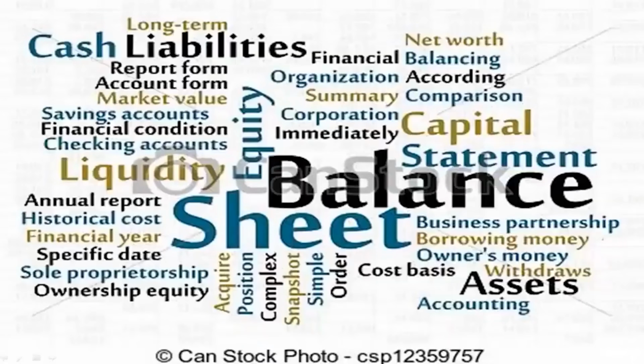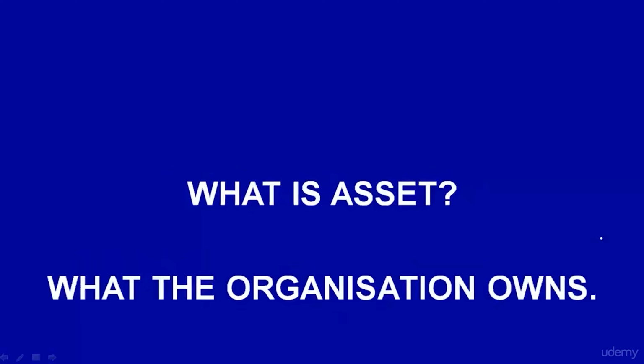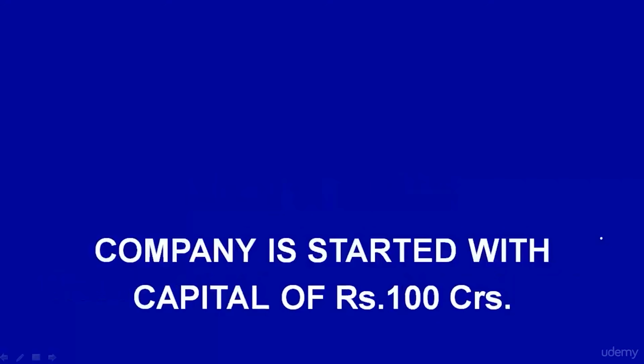Okay. In balance sheet, the liabilities and assets are recorded. So what is liability? Anything which has to be repaid is a liability. So understand, anything which should be repaid is a liability. And what is asset? What the organization owns, or what the organization has acquired out of the funds brought in from liabilities. So let us understand with an example.